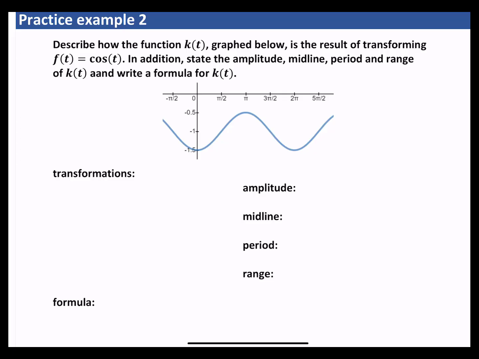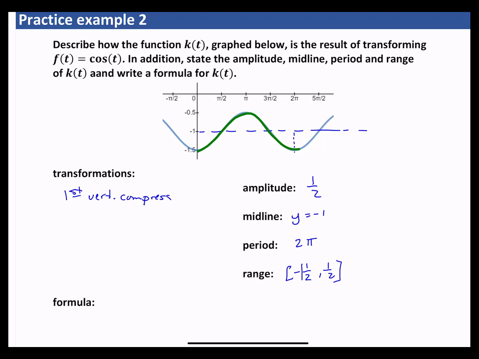All right, so in this case it helps to first identify the properties of the graph and then use those to describe the transformations. We notice that the midline is y equals -1 and the amplitude is 1/2. We also observe that the period is 2 pi and the range is -1.5 to -1/2. Since the amplitude is 1/2, we know the graph of cosine of t was vertically compressed by a factor of 1/2. Since the midline is y equals -1, we can conclude that the graph of cosine of t was vertically shifted down by 1 unit.